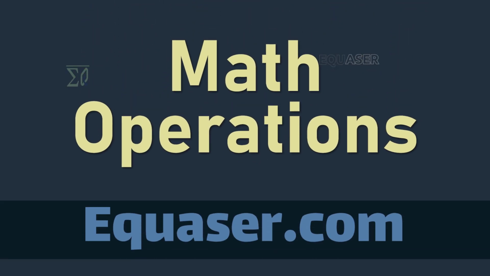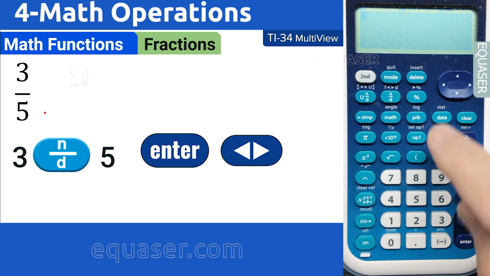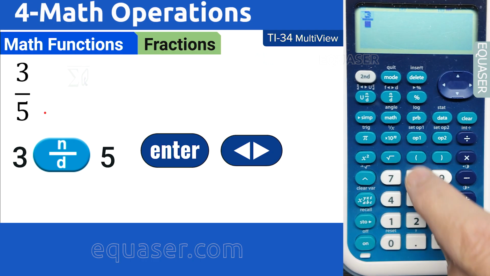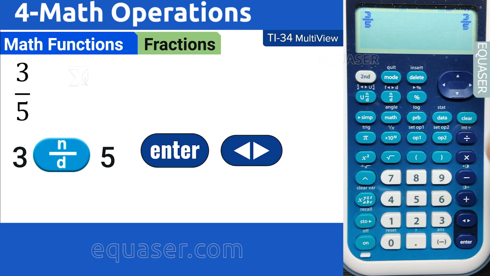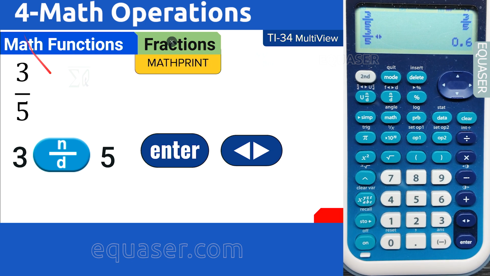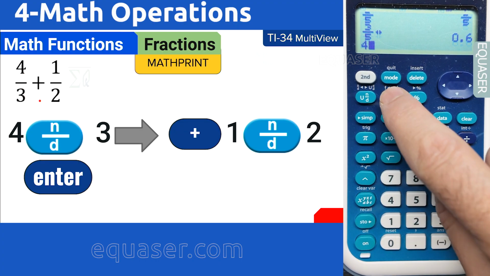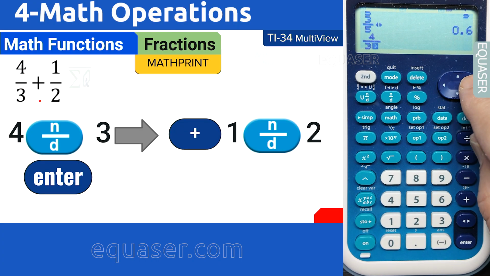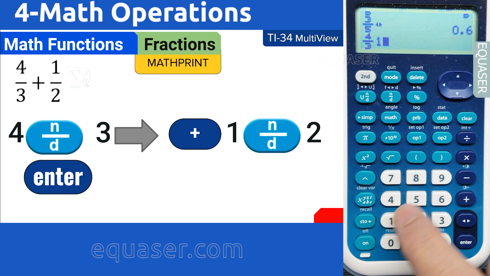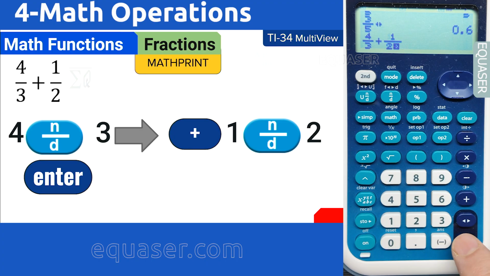Now, let's see how we can do math operations with this calculator. If you want to do 3 divided by 5, 3 over 5, we press it like that, press enter, it will be evaluated. If you want to toggle the value, just toggle the result, it is shown like that. This is in math print mode because we just reset the calculator. If you want to do this expression, 4 over 3, with the arrow, you go to the right, and then plus 1 over 2 and enter.